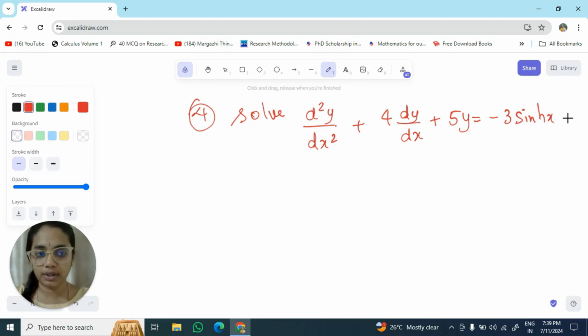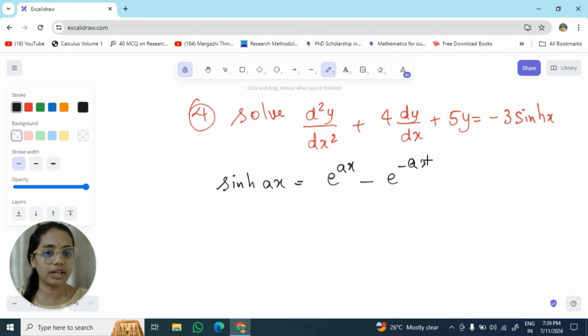So sine hyperbolic x, we should already know the formula for sine hyperbolic x, which is nothing but, let me write down the formula over here. Sine hyperbolic ax is nothing but e power ax minus e power minus ax by 2. This is a very important formula. Everybody has to know this. That is, sine hyperbolic ax is nothing but e power ax minus e power minus ax by 2. Clearly in our question we don't have a, which is nothing but 1.